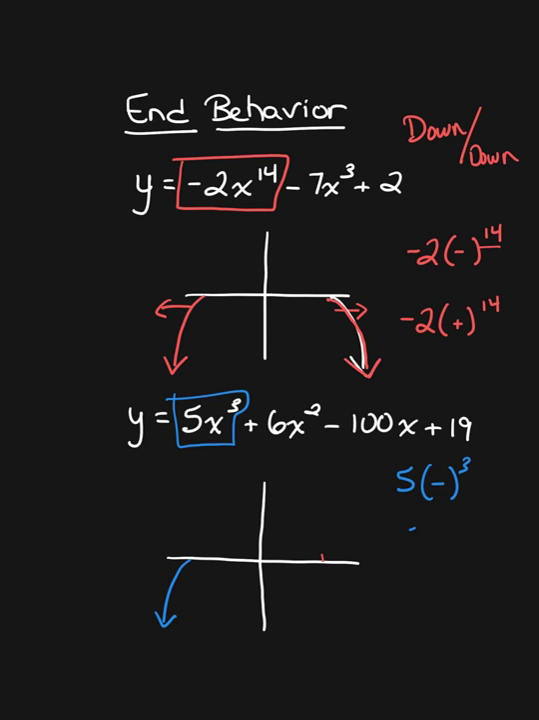Now let's check the positive end. And so now I've got a positive number to the third power is still positive. And then times a positive number, doesn't change anything, is still positive. So since that's positive, on that side it's going up. So therefore the end behavior of this will be down, up. And you can analyze any function in the same exact way.